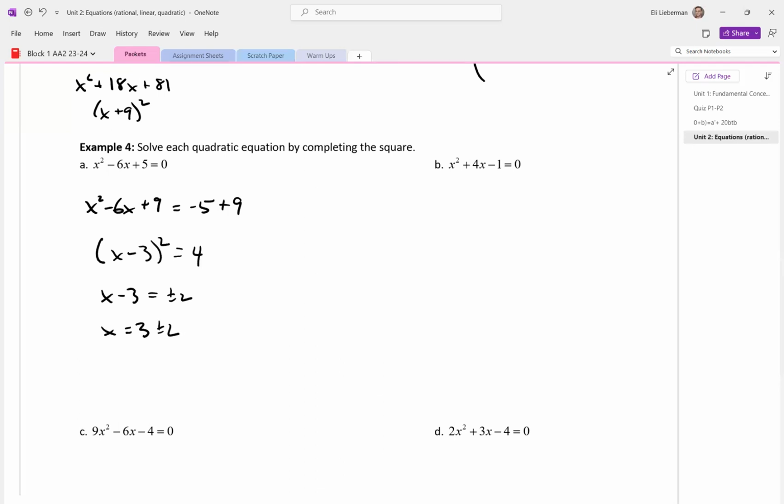You see how these are two easy problems to do in your head now? 3 plus 2, 3 minus 2 gives us x equals 5 and 1. Was that pleasant? I hope so.